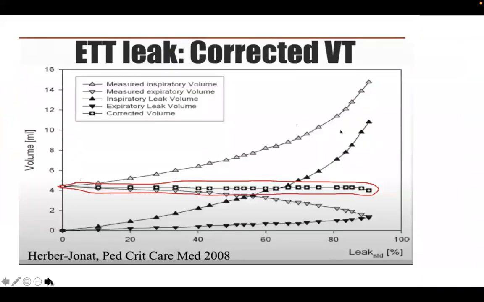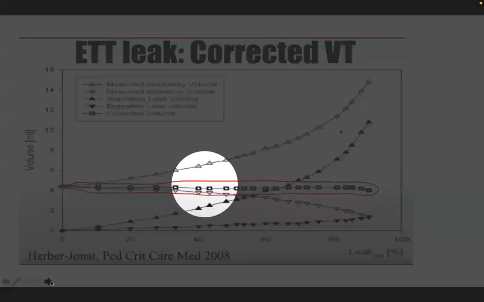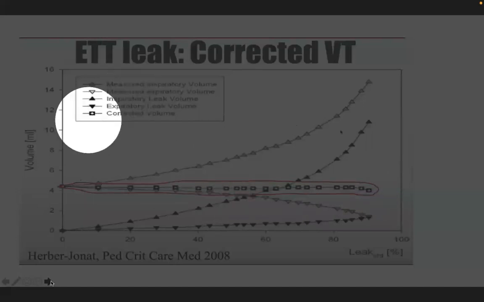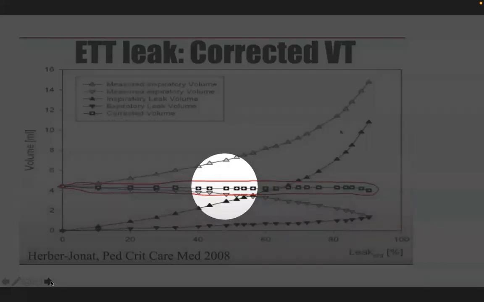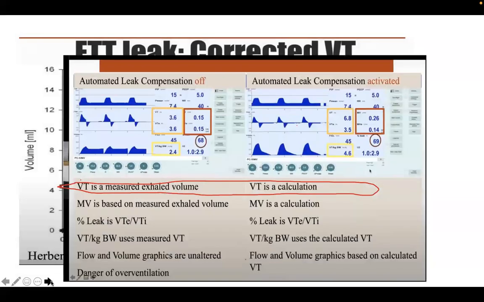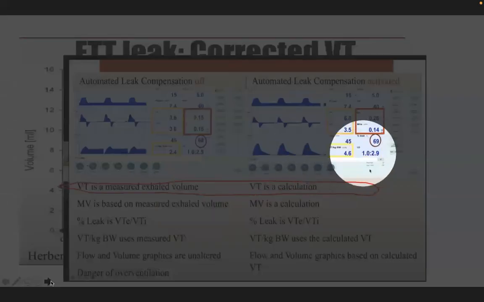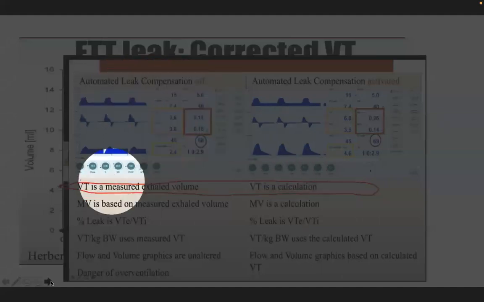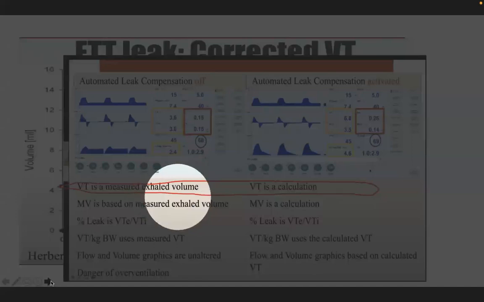As can be seen, if the ET leak is corrected, as is done in ventilators like the VN500, then the volume is almost the same. However, if it is not corrected, then it can cause a large amount of fluctuation. In the VN500 and VN600, where leak compensation is activated, it can be seen here that the pulmonary graphics remain largely stable. And here VT is a calculation. However, if the leak compensation is off, it is a measured axial volume, which may not be correct all the time.